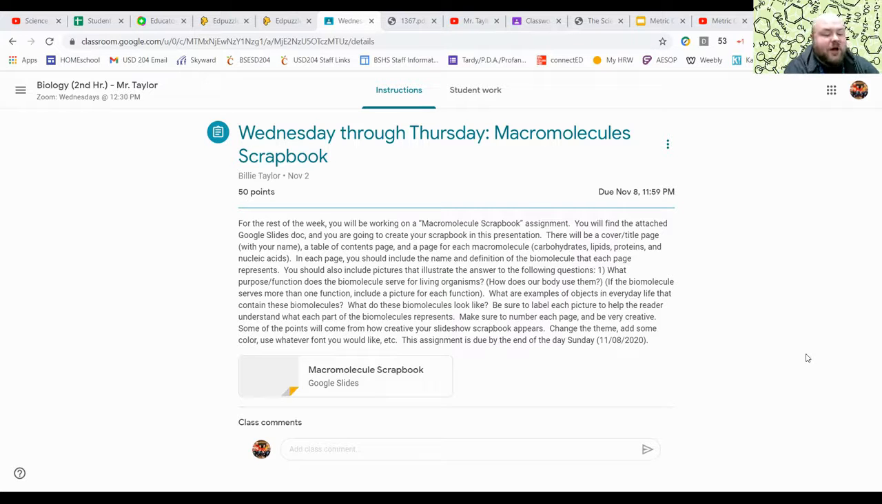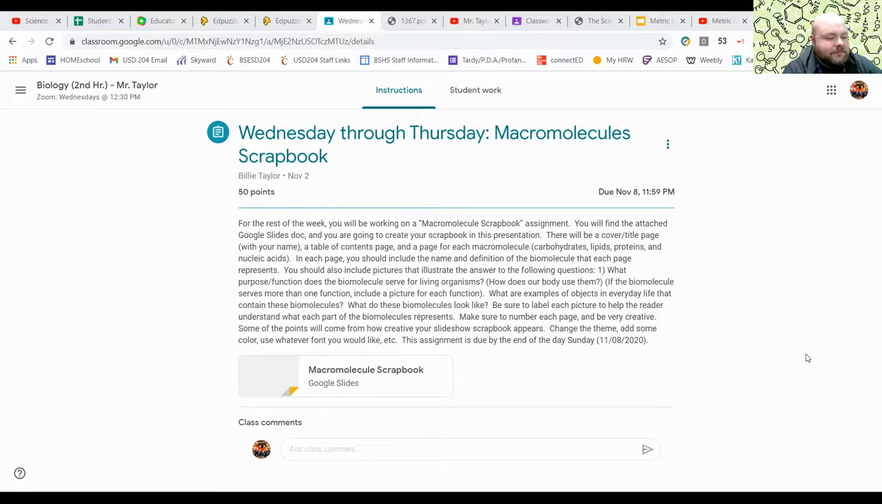Also, you're going to give some examples of these objects in everyday life that contain these biomolecules. An easy one to think of is nucleic acid. A picture of DNA would be perfect for that, because DNA is how we use it. It's in our DNA. So what do these molecules look like? Find a Google image of the chemical structure. It could be anything, literally any image of it. You're going to label the pictures. And when I say label it, I don't mean label every single little part. I just mean tell me if this is a lipid, make sure you tell me it's a lipid. If it's a carbohydrate, make sure you tell me it's a carbohydrate.